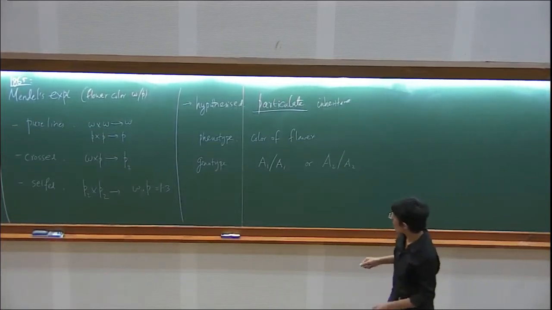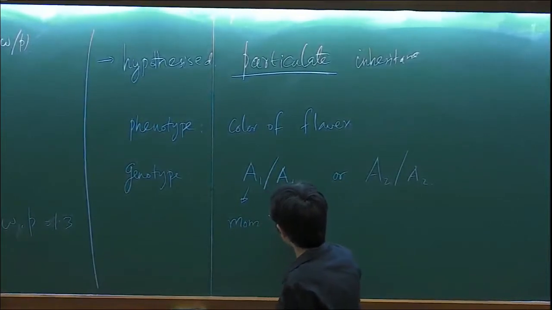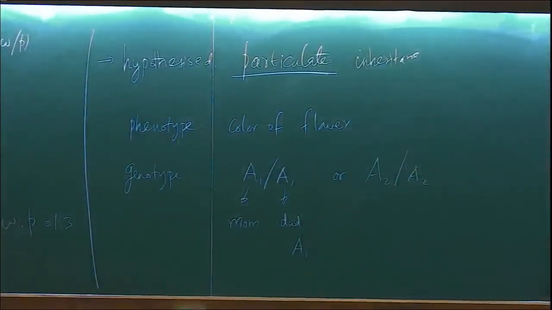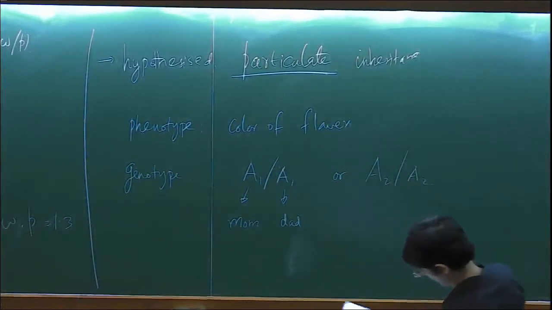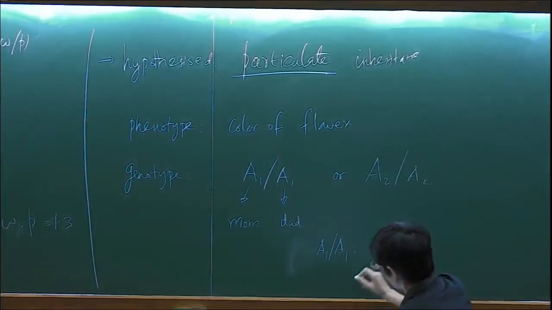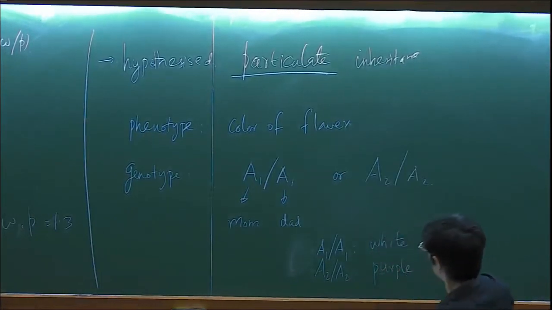If it is A1, it means this part is coming from mom, let's say, and this from dad. Okay, so that's why I write this slash. Just to say, there are two copies of chromosomes. One is from mom and the other one is from dad. These genotypes are related to phenotype in the following manner. If I have A1, I'll call that a white flower. A2 is purple. There are two colors.